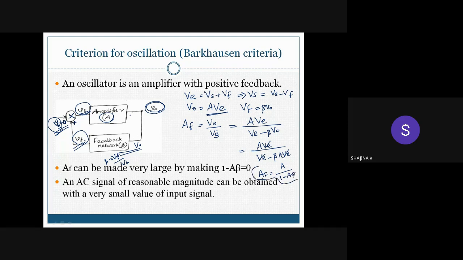See, in the case of negative feedback, what did we get? AF is equal to A divided by 1 plus A beta. Here, with the positive feedback, gain with the feedback is equal to A divided by 1 minus A beta. AF is equal to A divided by 1 minus A beta in the case of positive feedback. Earlier, for negative feedback, it was A divided by 1 plus A beta.